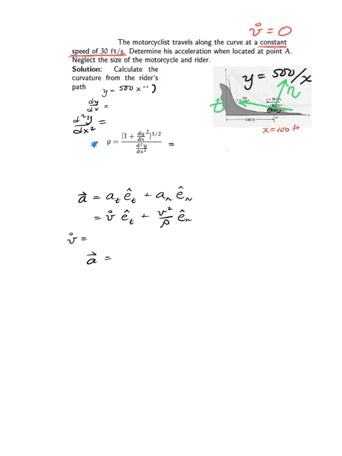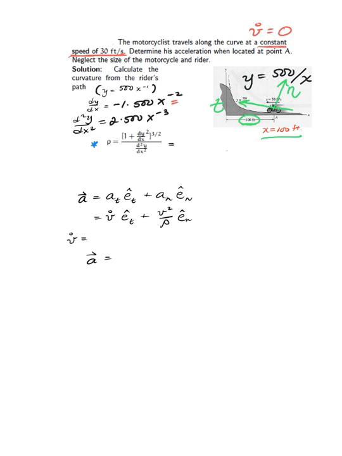So we've got our equation written right there for y. If I take the derivative with respect to x, I get minus 1 times 500x to the minus 2. If I take the derivative again, I end up getting 2 times 500x to the negative 3. And if we look over here at our picture, we see that we're asked for information when x equals 100. That's where the motorcyclist is located.